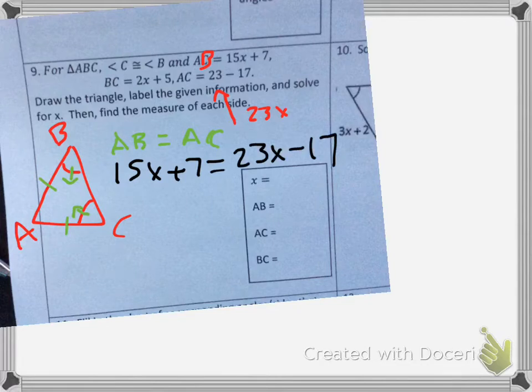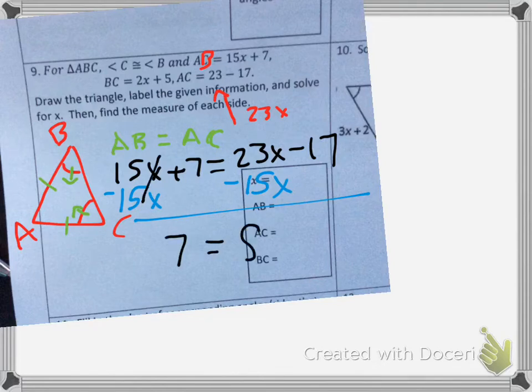So from here to solve, I'm going to choose to move the x's together first. So I'm actually going to subtract 15x and move the x's to the right. So subtract 15x from both sides. On the left side, you're left with 7, and on the right side, you're left with 8x minus 17.